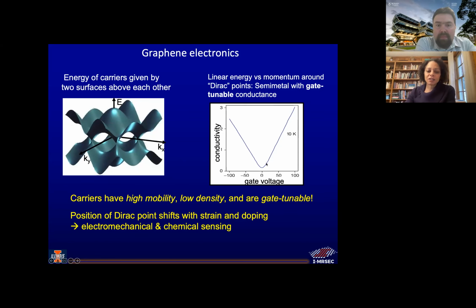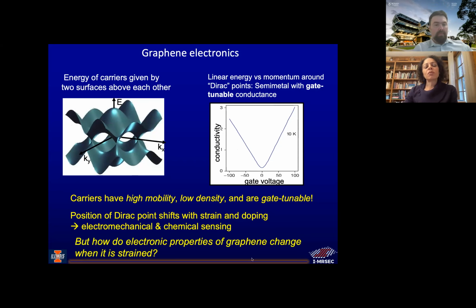On top of that, this Dirac point here, these are the low energy points. But because the Dirac point depends crucially on the band structure of graphene and on the doping, it can shift with strain and doping. And so even just a simple graphene sheet that you strain or that you add molecules to can act as an electromechanical or a chemical sensor, which makes it interesting for these sort of applications.